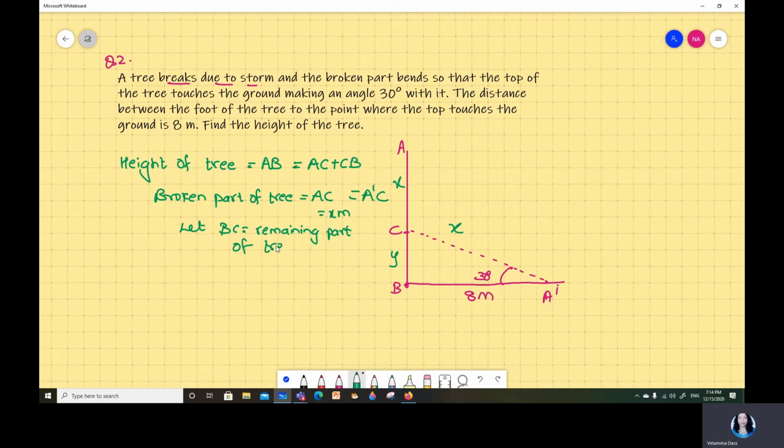So indirectly, we want to find what is X plus Y. We all agree? Because I want AB. AB is nothing but X and Y.